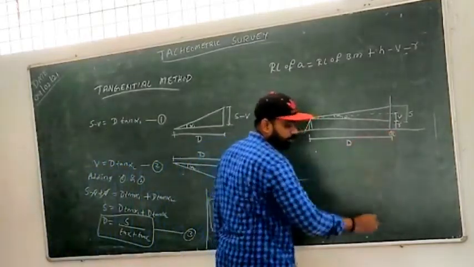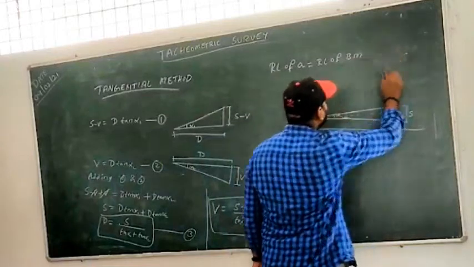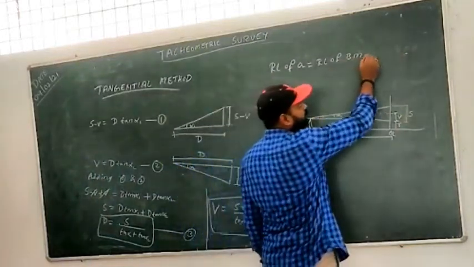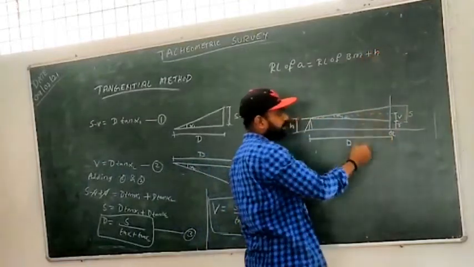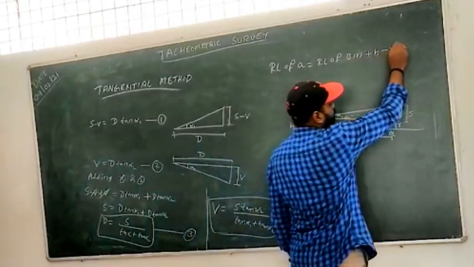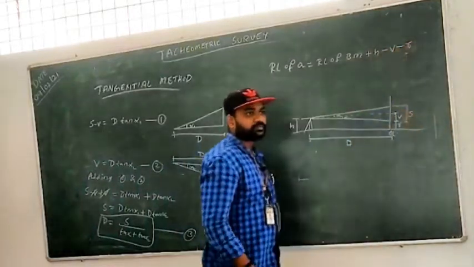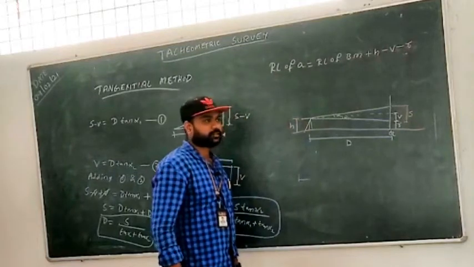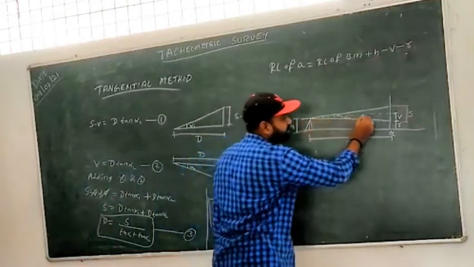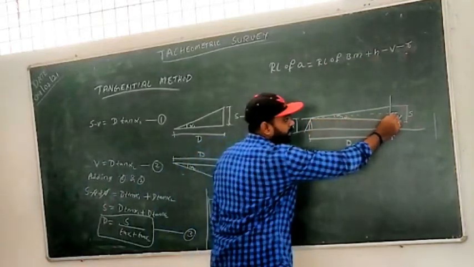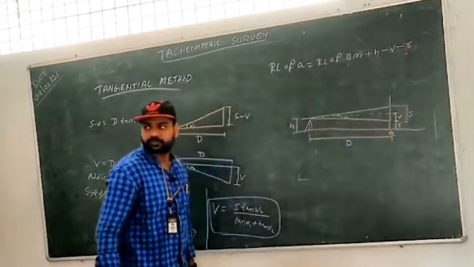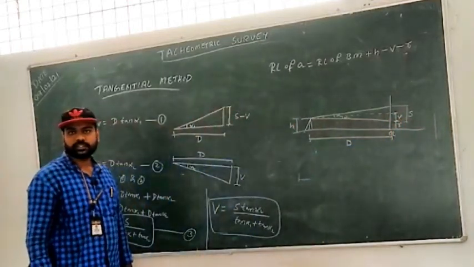Now you tell me, for getting RL of Q, first thing is benchmark, then RL of benchmark plus H, then minus V minus R, right? Because when you add this H to the RL of benchmark, you will get this axis. After getting this RL, you just deduct this value, minus V minus R, and you will get RL of Q, right? Is it simple?